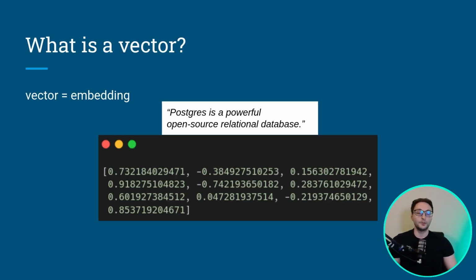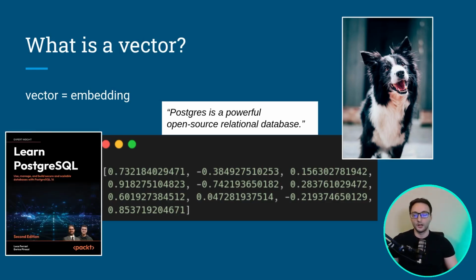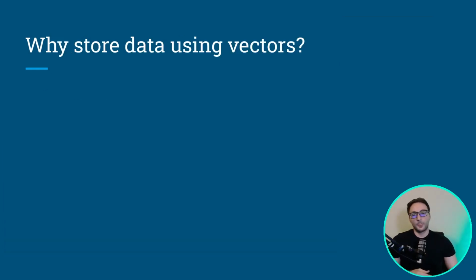Now that something could be a sentence. So, Postgres is a powerful open source relational database. That sentence can be vectorized and turned into an embedding, and then you can store that embedding in a database. You can also vectorize an image. So you can just turn an image into an array of numbers and then do similarity searches on the image. And then you can get creative with it. You can vectorize a whole book. You can vectorize a page in the book. You can vectorize sentences in a paragraph.